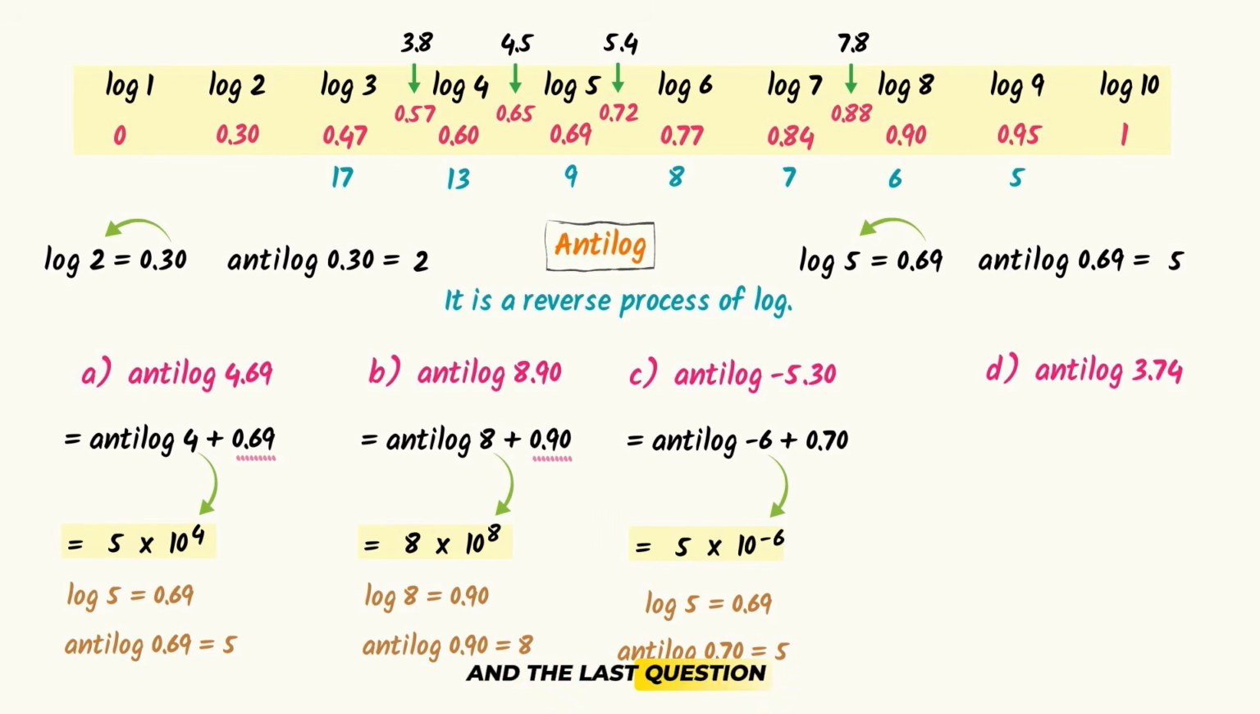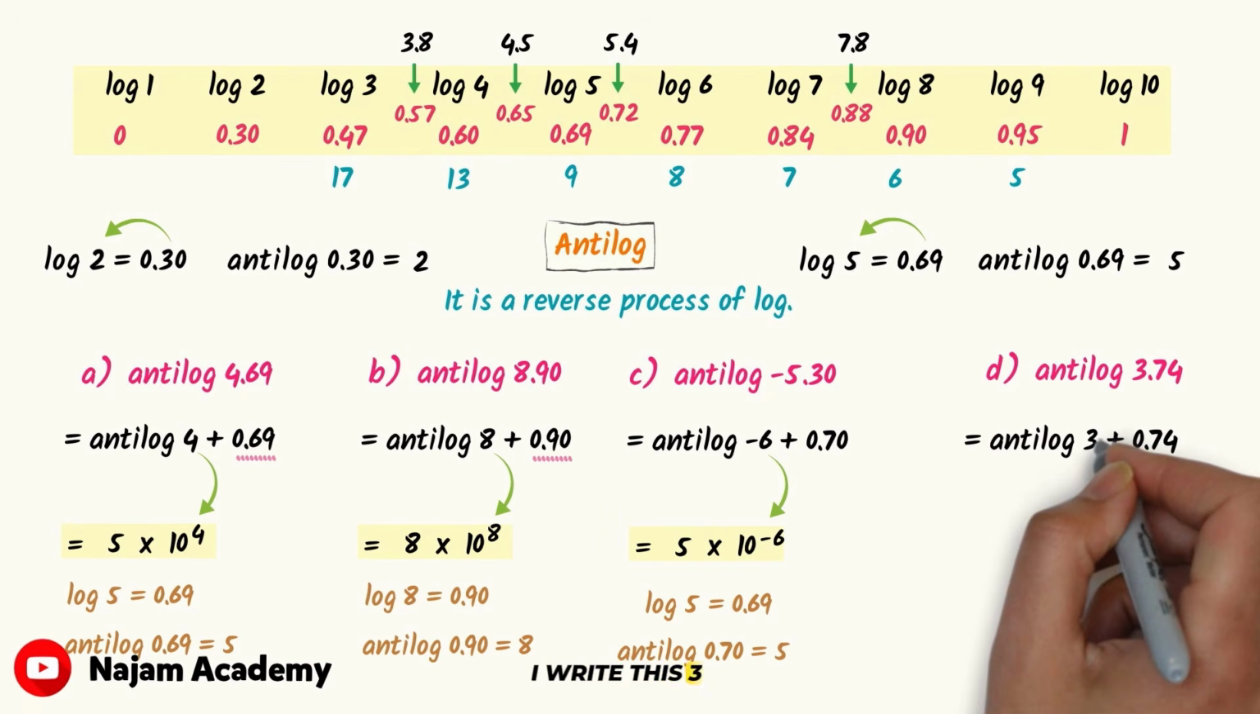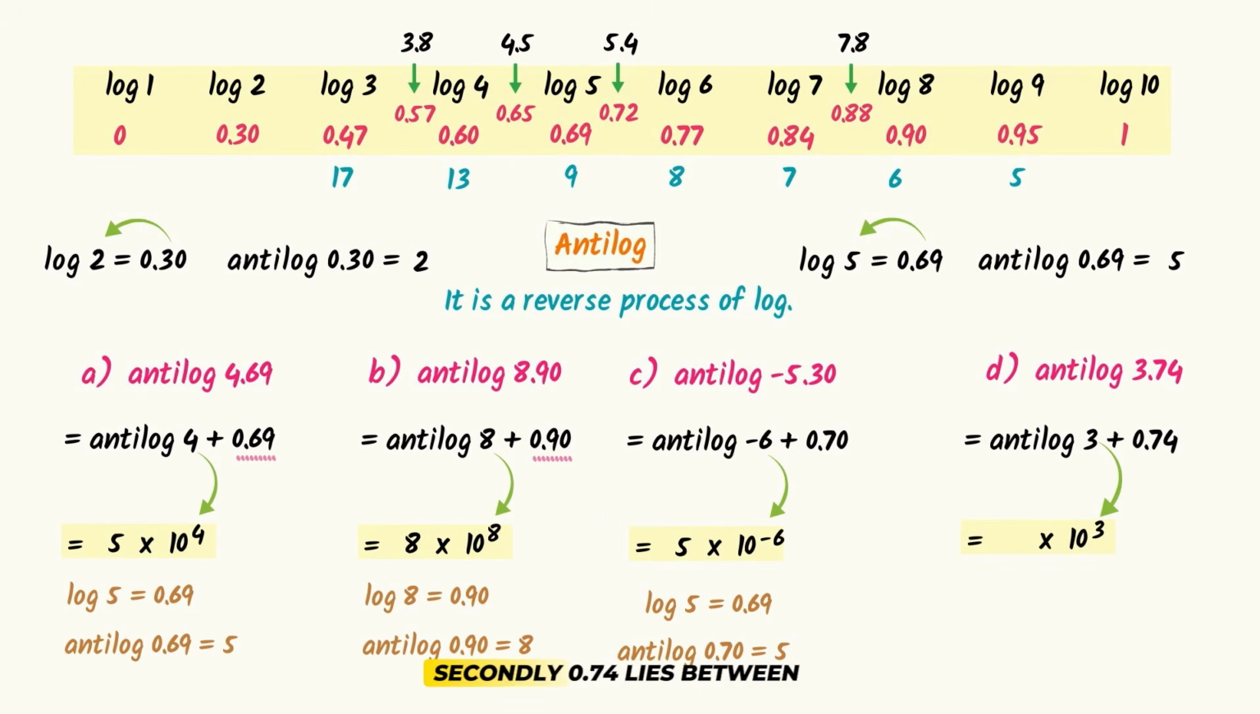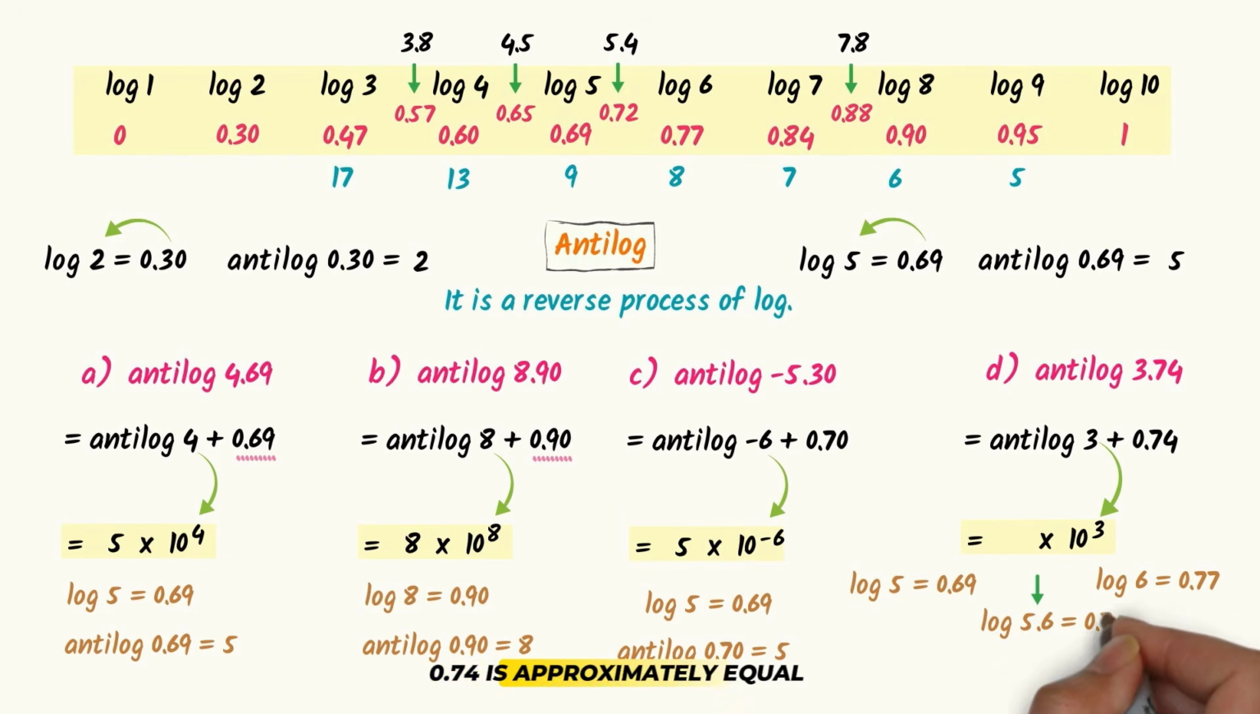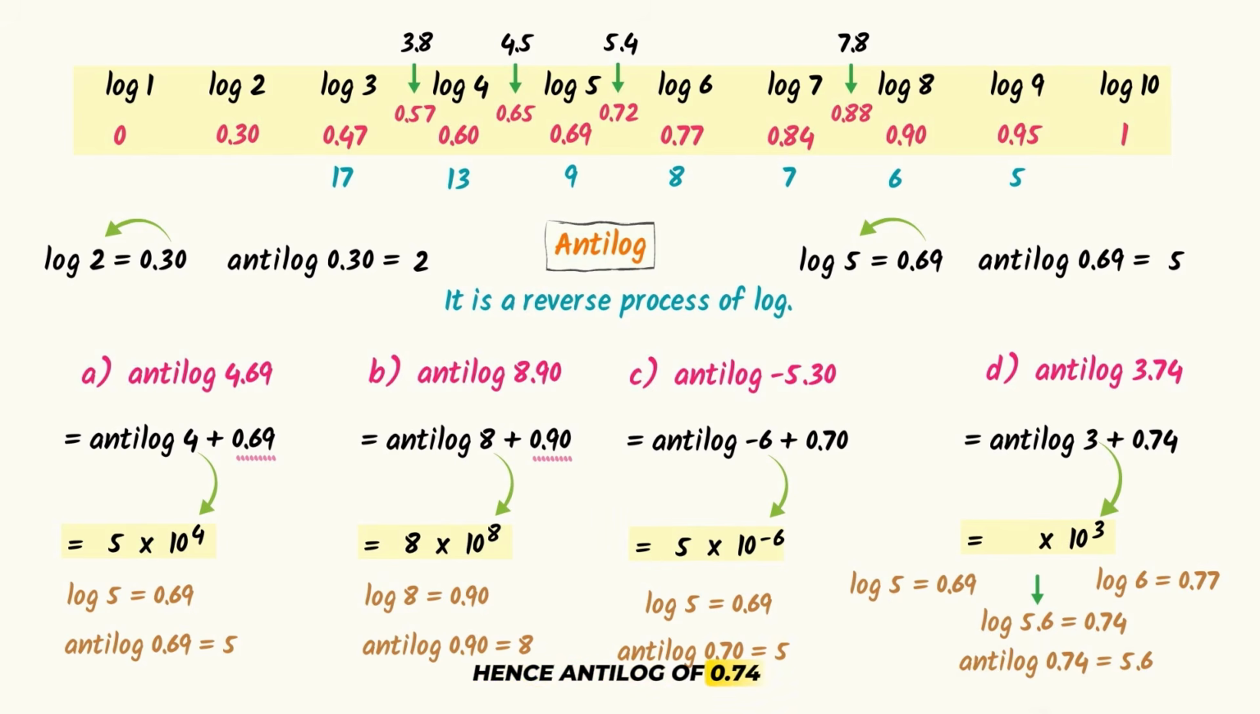And the last question, I write antilog of 3 plus 0.74. I write this 3 as 10 raised to the power 3. Secondly, 0.74 lies between log 5 and log 6. Let me guess that 0.74 is approximately equal to log 5.6. Hence, antilog of 0.74 is approximately equal to 5.6. I write 5.6 times 10 raised to the power 3. Thus, antilog of 3.74 is approximately equal to 5.6 times 10 raised to the power 3.